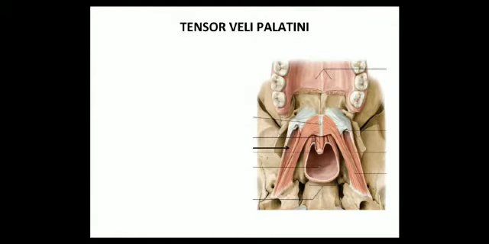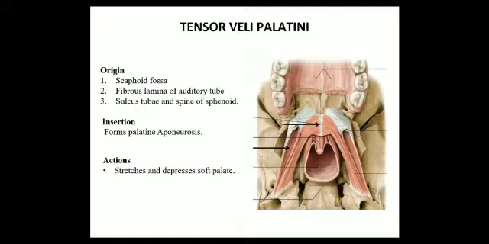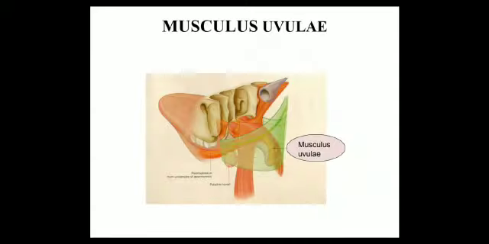Tensor veli palatini, it arises from the scaphoid fossa, which is present on the posterior aspect of the medial pterygoid, the fibrous lamina of the auditory tube and the sulcus tubae and the spine of the sphenoid. And it is inserted forming the palatine aponeurosis. It stretches and depresses the soft palate and dilates the auditory tube. Next is the musculus uvulae.